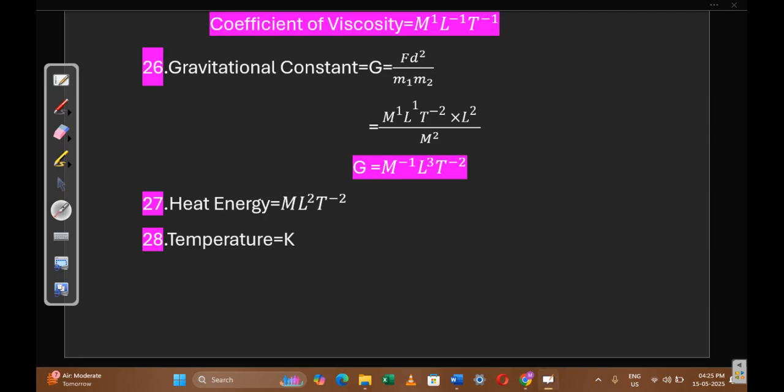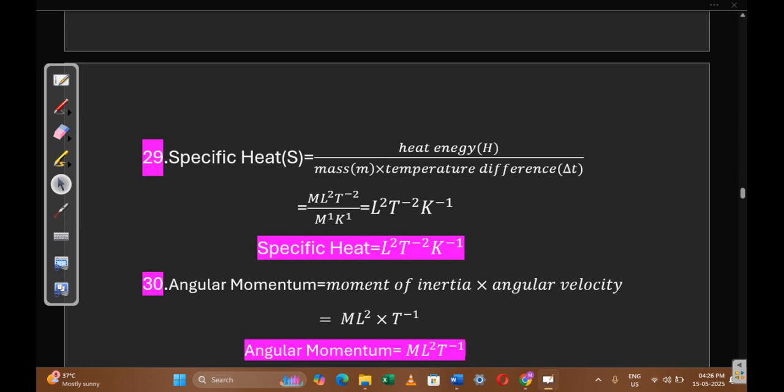Next one is specific heat. Specific heat is nothing but heat energy by mass and temperature difference. Just now we discussed dimension formula of heat energy, mass and temperature. So specific heat dimension formula is L square T power minus 2 K inverse.